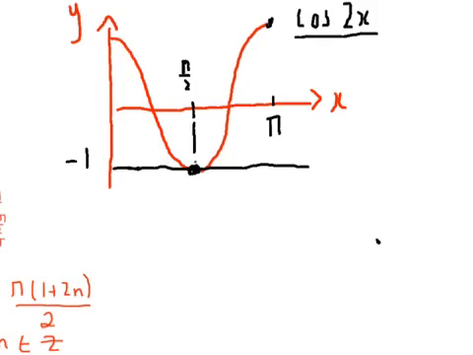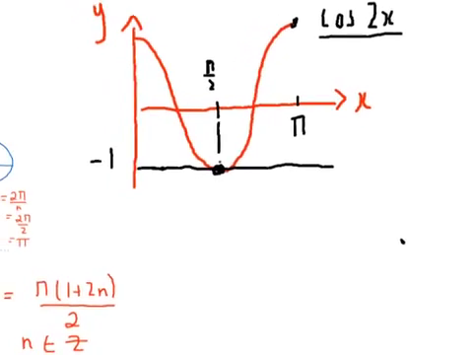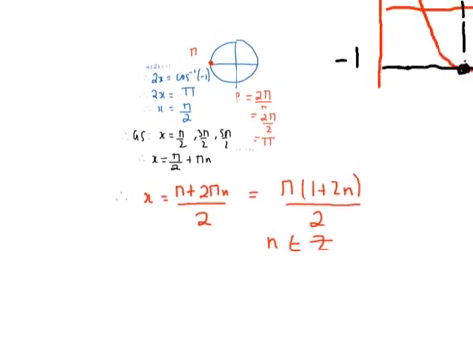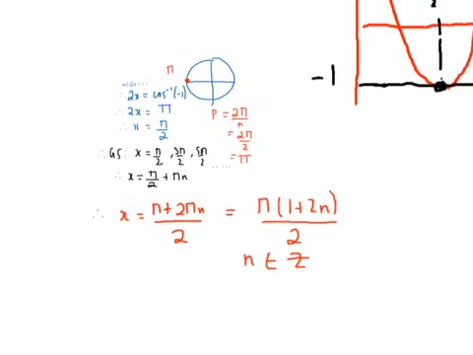You can see just from the basic graph here that the trig function and the line y equals -1 are going to intersect at pi on 2. But that's just more for a visual representation. In terms of solving the equation, this is what I've gone for here.